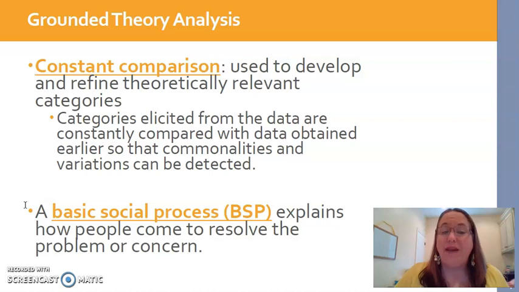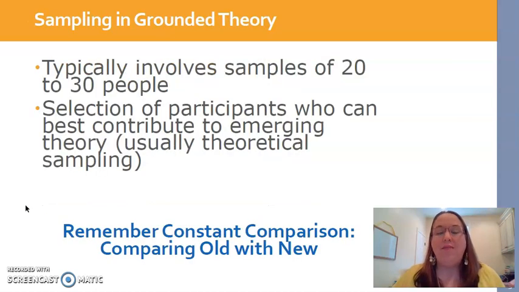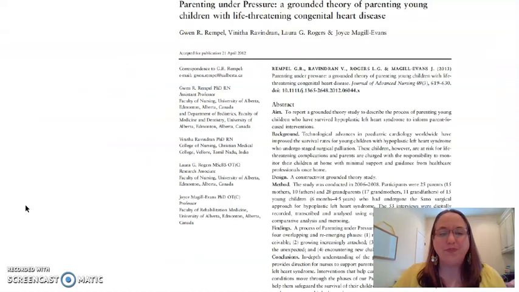I explained basic social process earlier, but basically that's those common features that everyone in my study shared when they were making a decision, whatever that decision may be. So again, just a reminder, it's typically 20 to 30 people. You may see more, you may see less, but that's a good ballpark estimate.